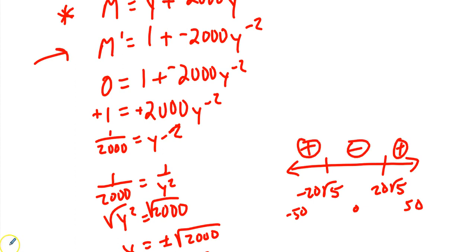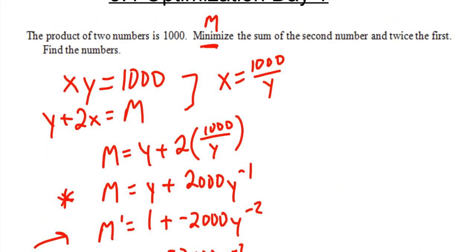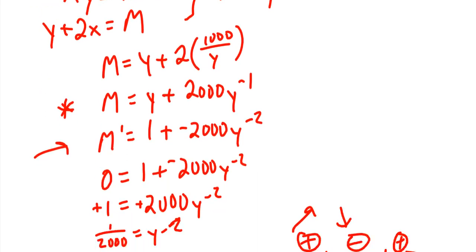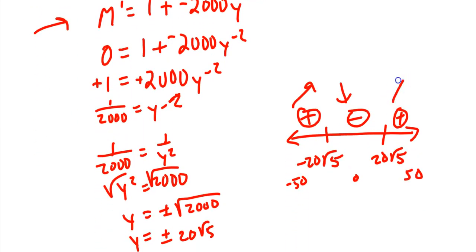Okay, so hopefully you got positive, negative, positive. So again, from our first derivative test, we know that if it goes positive, it's going up, then down. So this is a maximum, but we are actually looking for a minimum by minimizing the sum. So again, this would be our minimum value right here.